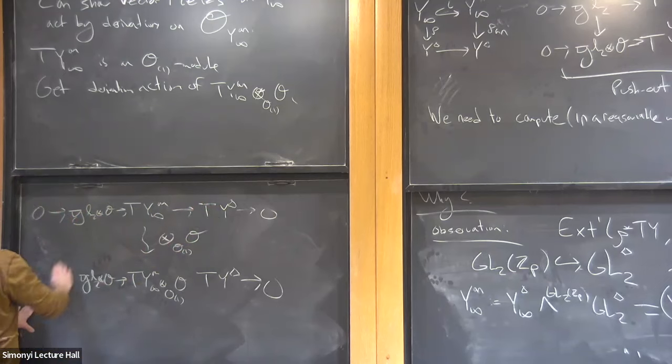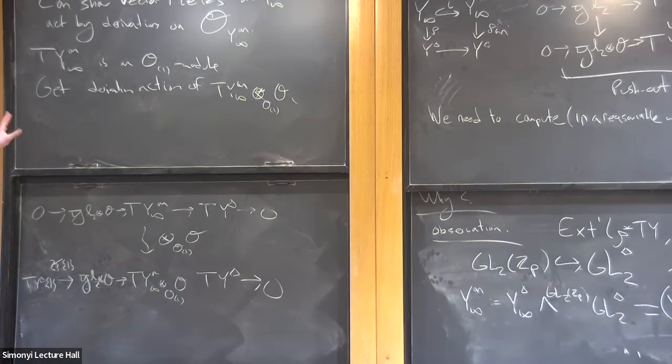This Tor one term you can identify as the tangent bundle T of the diamond again, but now twisted by one. In this case the sequence actually starts with a zero there. Let me just erase this. You can compute this map: it is just the Kodaira-Spencer map twisted by one. So you think through what this says.